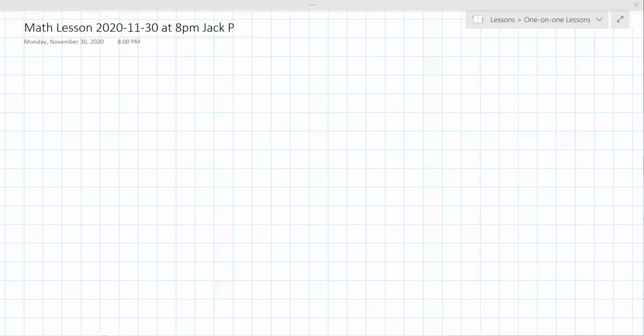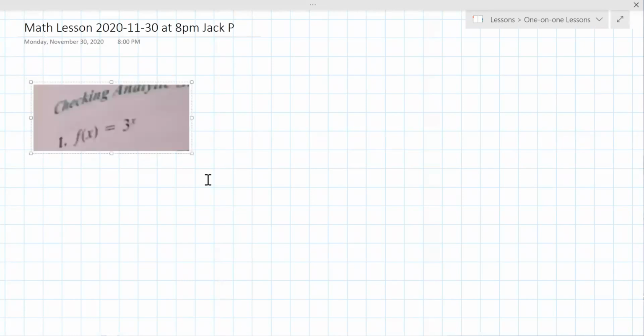Okay, so graph each equation. All right, so if you're seeing my screen, you see the problem f of x equals 3 to the x. We know this is a growth function because the a here is greater than 1. So we know it's going to do something like that.